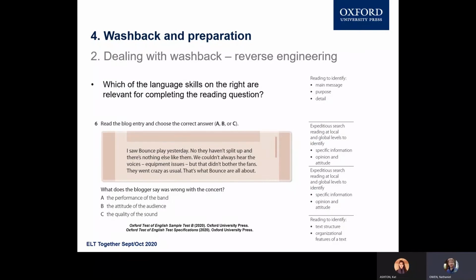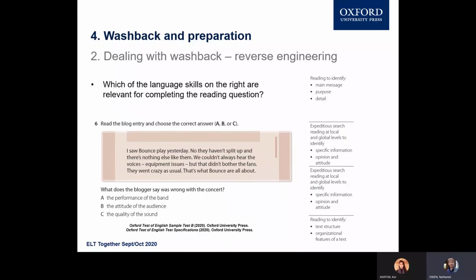And if we actually dig into the question a bit, we can answer that question. So we can link C, the quality of the sound, as the correct answer, to the third sentence in this, which is: we couldn't always hear the voices, equipment issues, but that didn't bother the fans. So we can see the nature of the vocabulary that we're required to learn here. The quality of the sound: quality is related to equipment, and sound relates to hearing the voices. So there are some clear parallels here that we need to know.